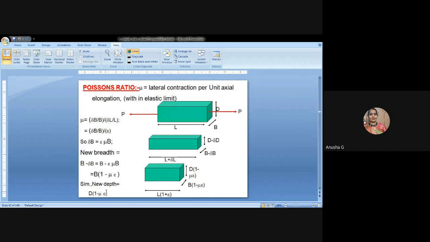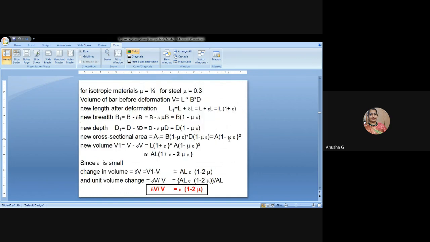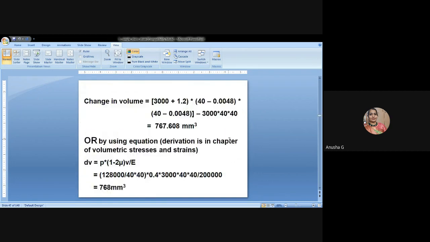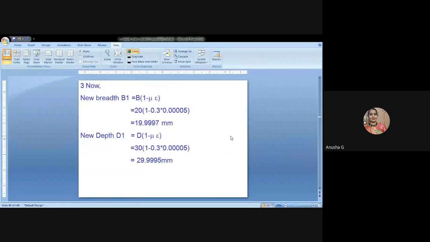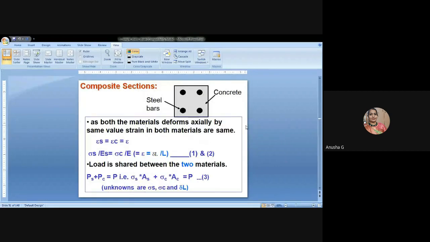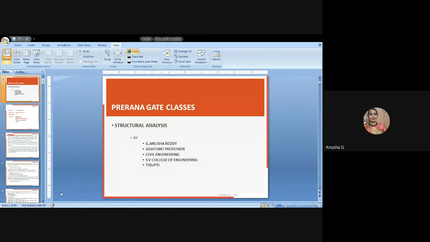Next, Poisson's ratio. Poisson's ratio is nothing but the lateral strain by longitudinal strain. Lateral strain, which you can observe here, is D, and longitudinal strain is L. Lateral strain by longitudinal strain is the Poisson's ratio. These are the different types of examples and formulas that have to be learned here. Strength of materials class. Next we'll go for structural analysis.